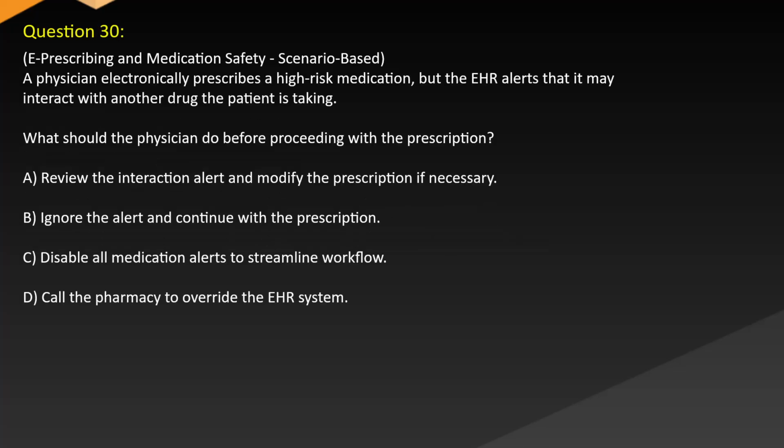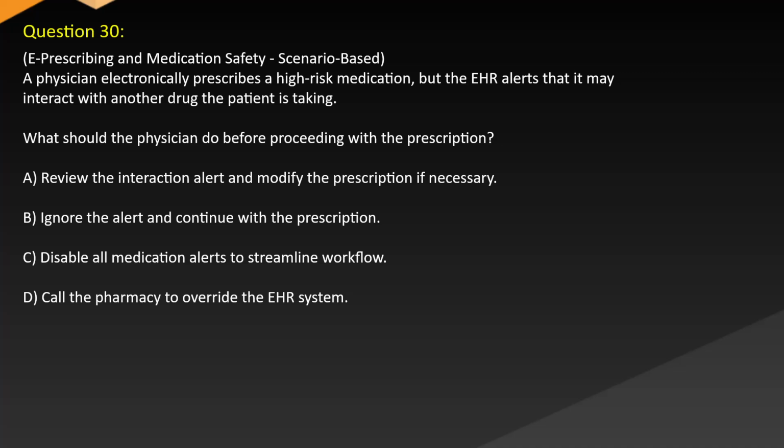Question 30. E-prescribing and medication safety. Scenario-based: a physician electronically prescribes a high-risk medication, but the AIR alerts that it may interact with another drug the patient is taking. What should the physician do before proceeding with the prescription? A. Review the interaction alert and modify the prescription if necessary.